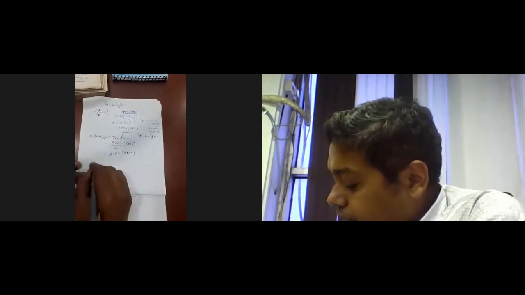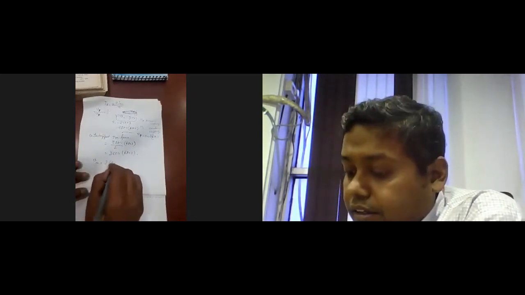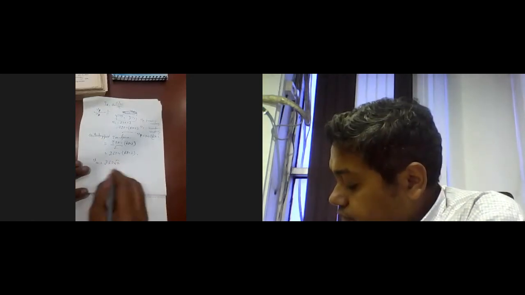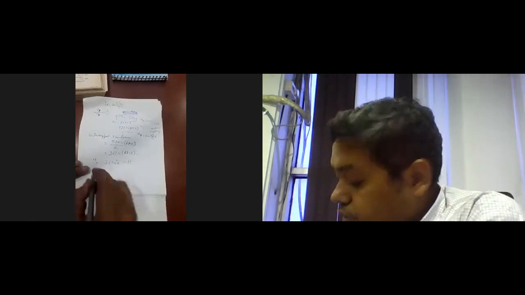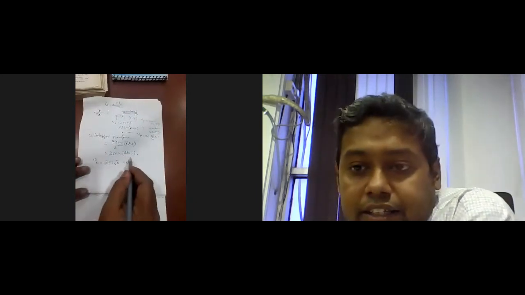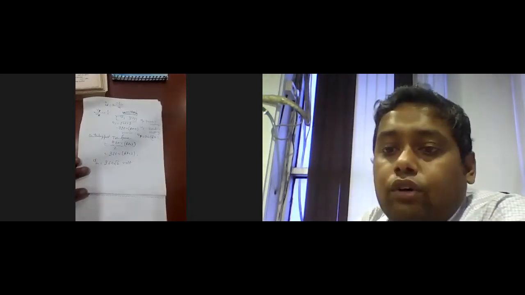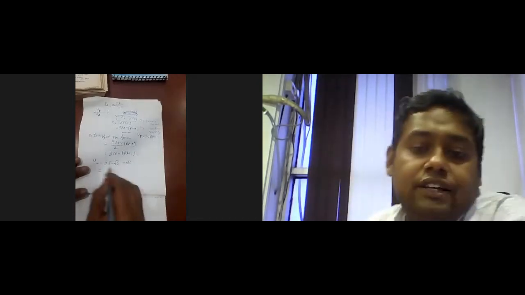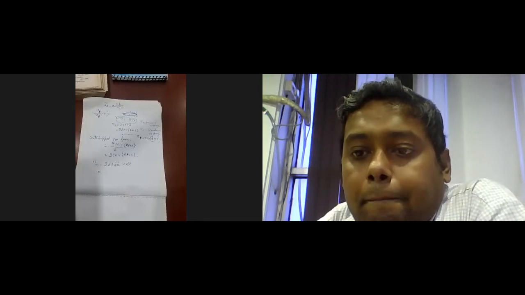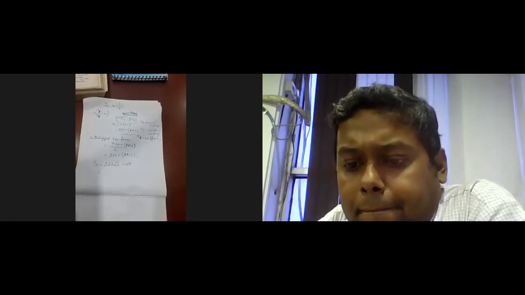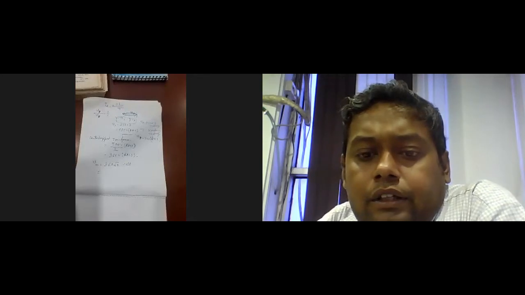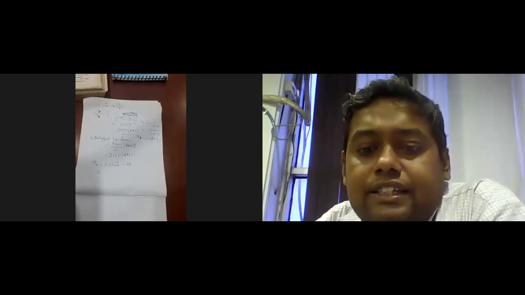So in that case, what is the VM? 360 into √2 volt. When it is the RMS value over here, that is equal to 360 √2. So what is the value of 360 √2?